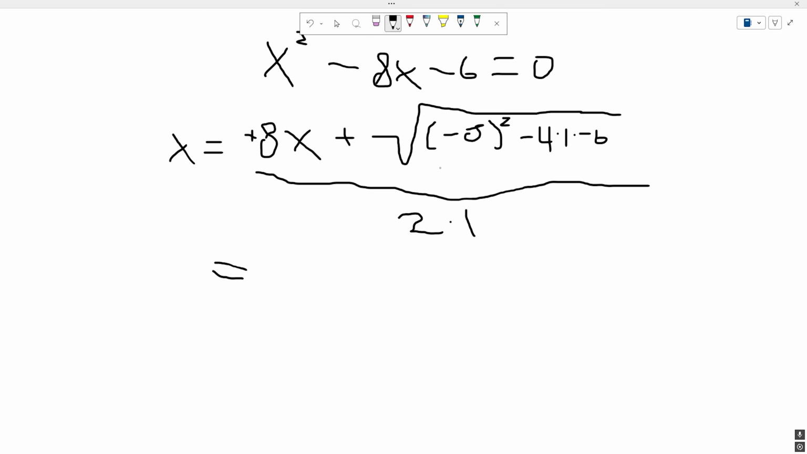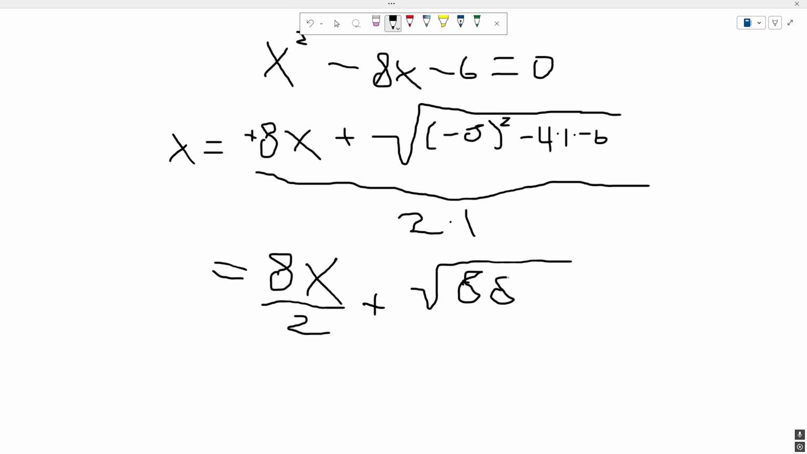So if we look at the radicand, we see that we have negative 8 squared, which will end up being 64. And then we have negative 4 times 1 times negative 6. So 4 times 6 is 24. And we have this double negative, which will give us a positive. So we have 64 plus 24. So if we write this out, that would be 88, 64 plus 24, and this is over 2.